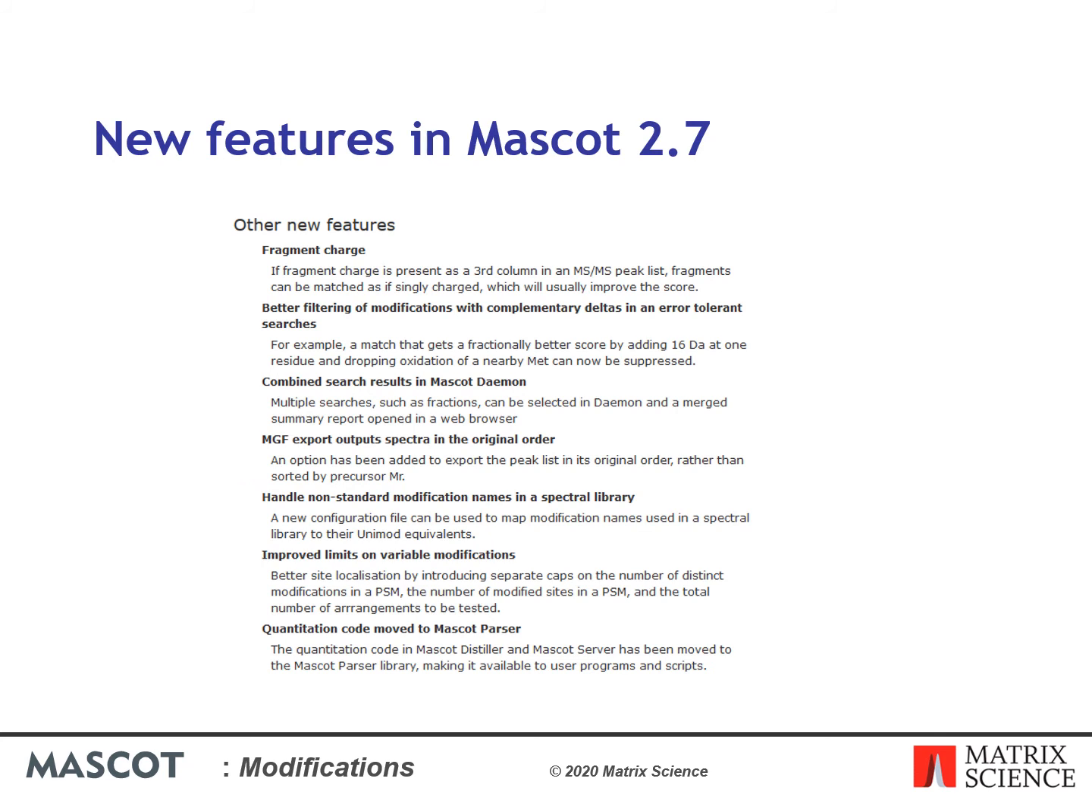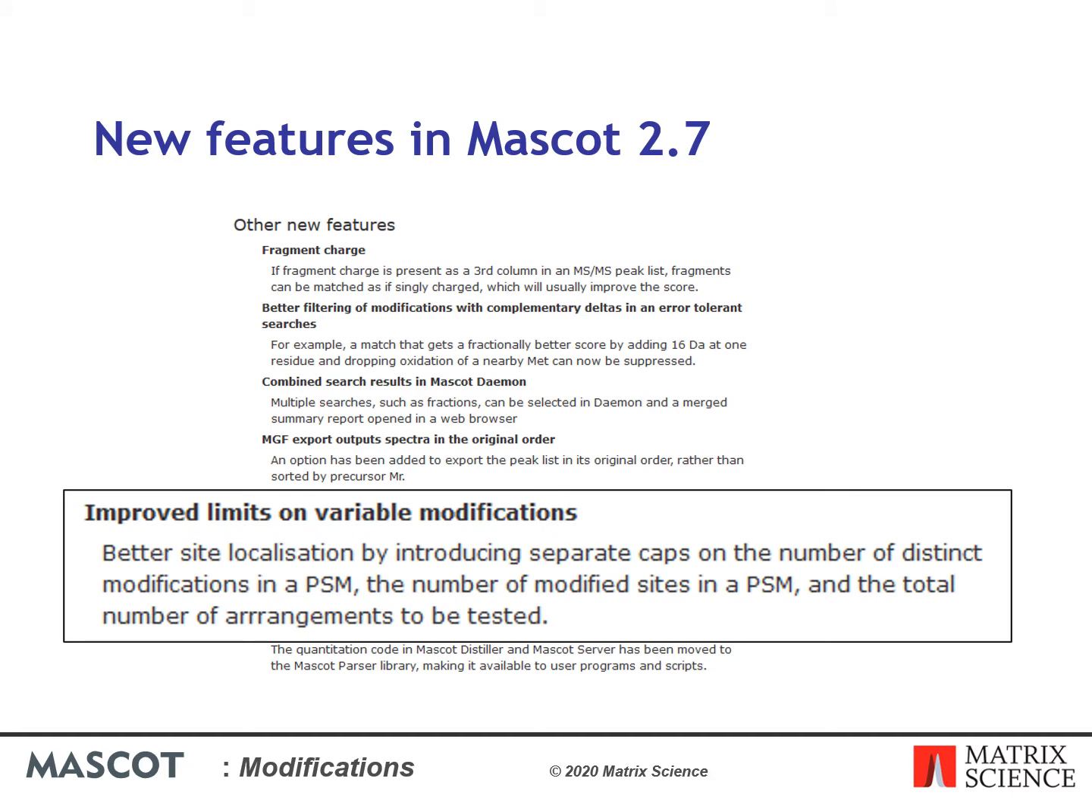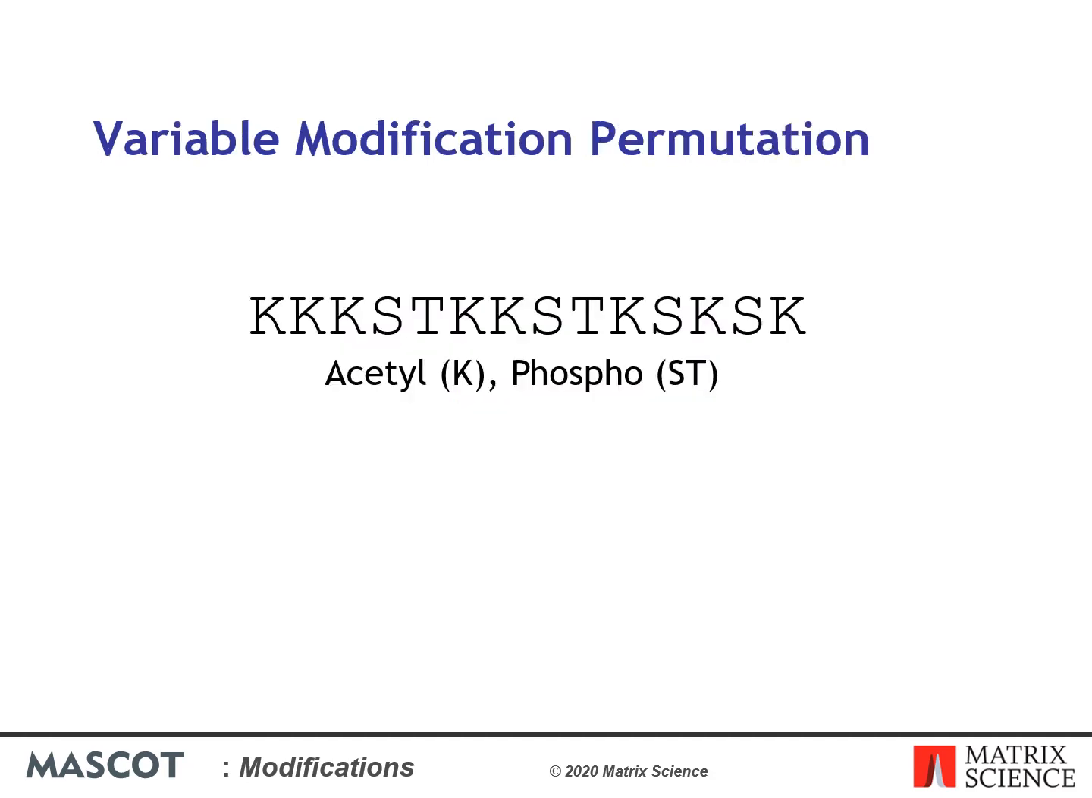When we released Mascot 2.7 in January this year, tucked away under other new features was this: improved limits on variable modifications, better site localization by introducing separate caps on the number of distinct modifications in a PSM, the number of modified sites in a PSM, and the total number of arrangements to be tested. So what exactly do we mean by this, and why is this a significant improvement to the way Mascot can handle variable modifications? First, let's define what it is the software is having to do when looking for modified sites.